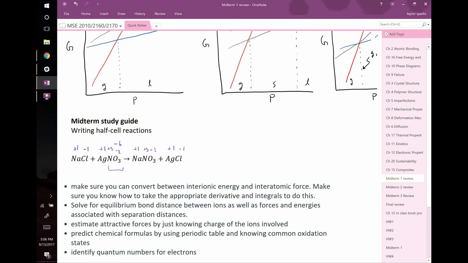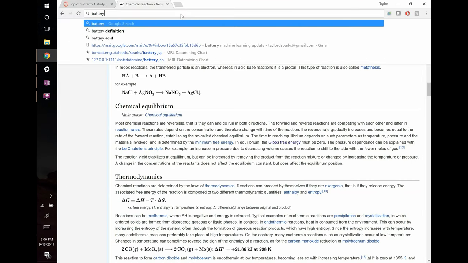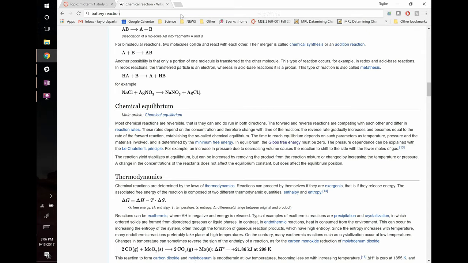So let's pull up a common battery. Let's look up a battery reaction, since we know batteries have to exchange electrons, that's how they work, right? Let's look up a battery reaction.